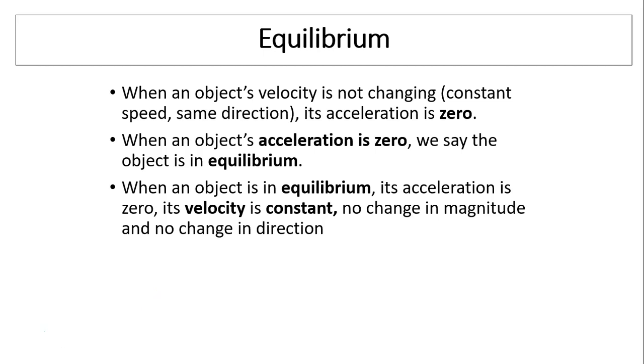Equilibrium. When an object's velocity is not changing, that means its speed is constant and its direction is constant, its acceleration is zero. When an object's acceleration is zero, we say the object is in equilibrium. When an object is in equilibrium, its acceleration is zero, that means its velocity is constant, with no change in its speed or its direction. So what does equilibrium mean? It means acceleration equals zero and the velocity is constant.